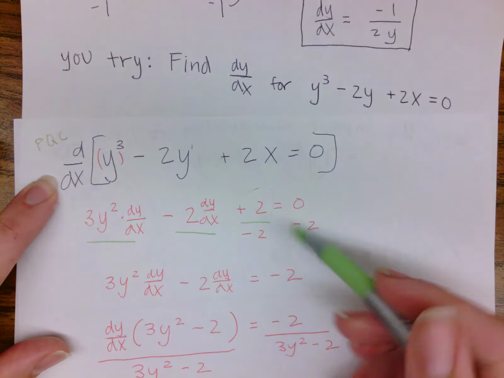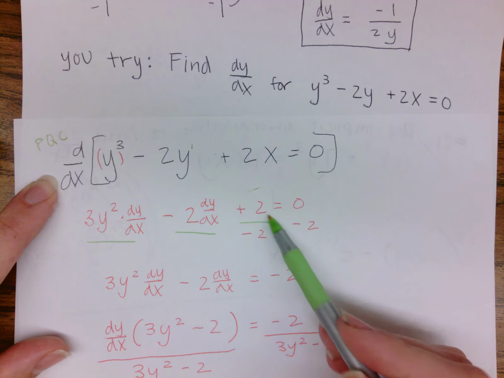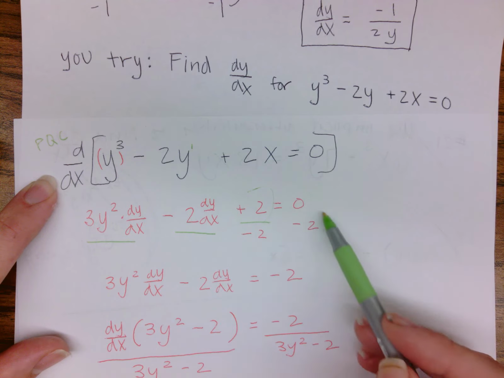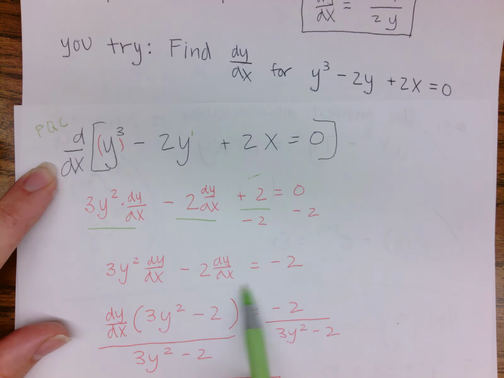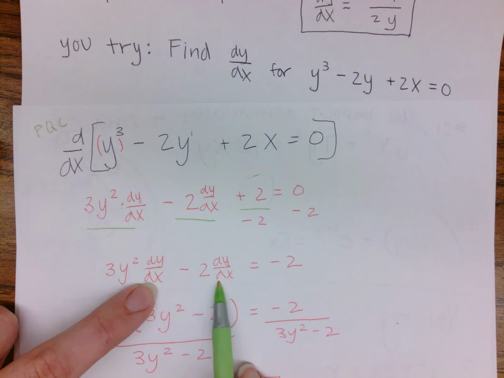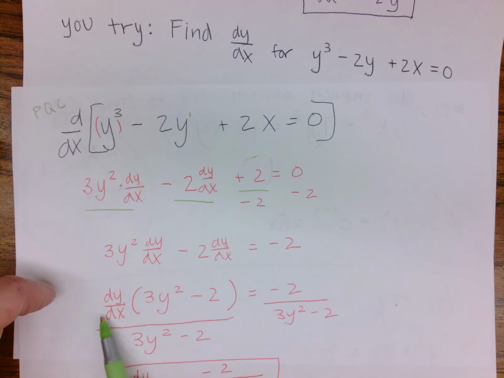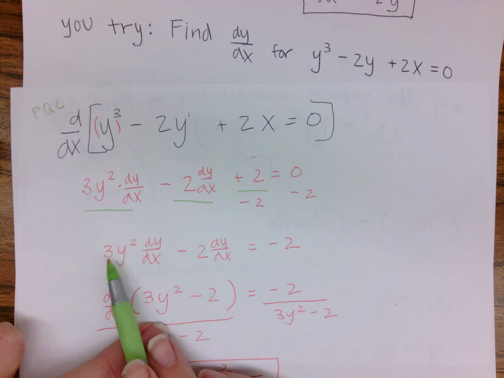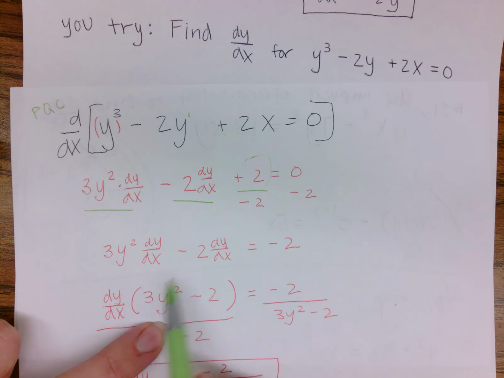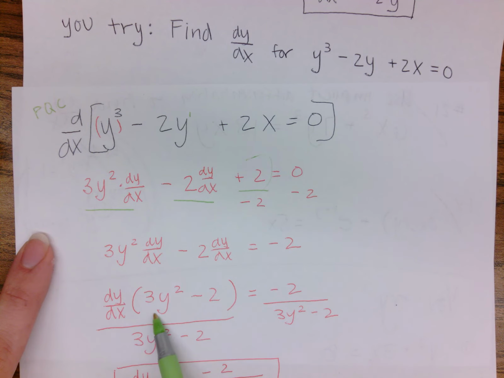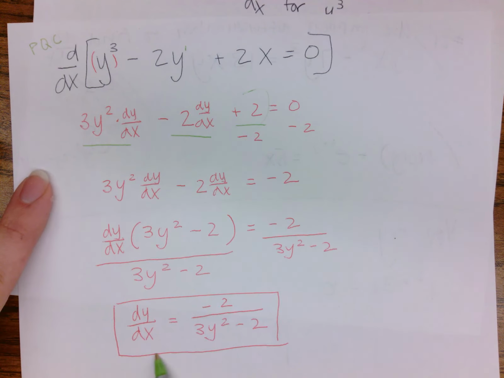Only the final term does not have dy dx. So we subtracted the term that does not have dy dx to the right-hand side, which gets us to this line here. Now I have 2 terms with dy dx, so I use GCF factoring to bring dy dx to the front. What remains is 3y squared minus 2 times dy dx equals -2. Finally, you divide by what you factored dy dx out of, and your final answer is dy dx equals negative 2 over 3y squared minus 2.